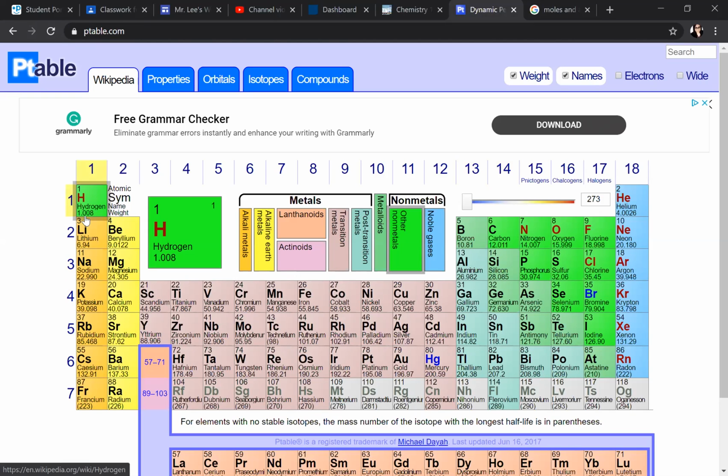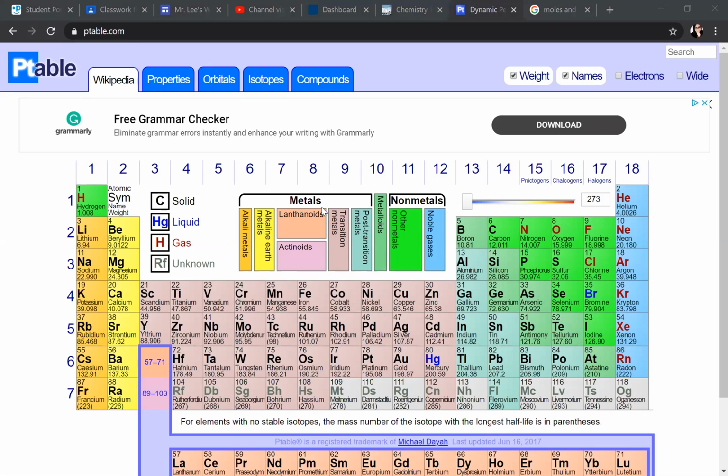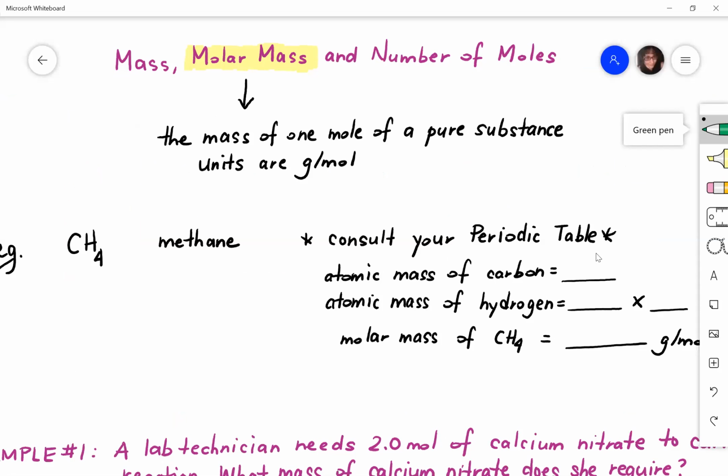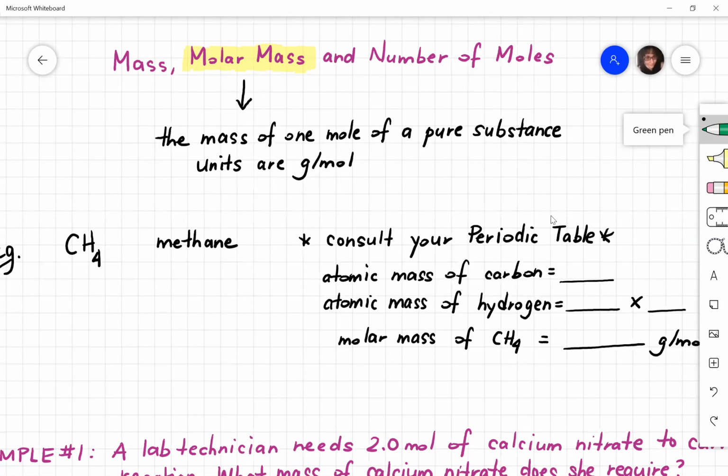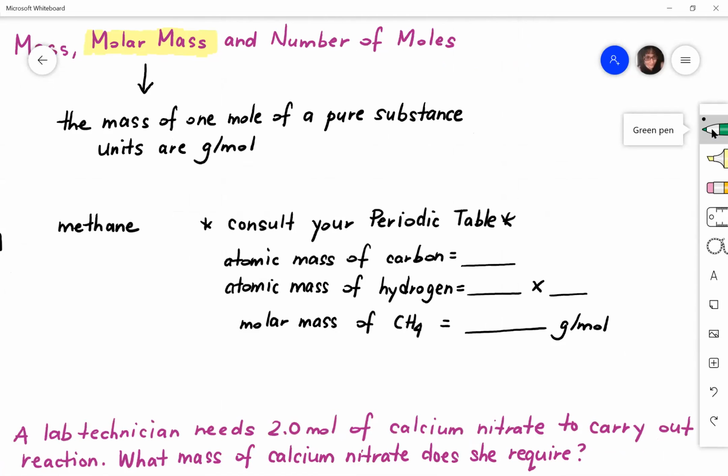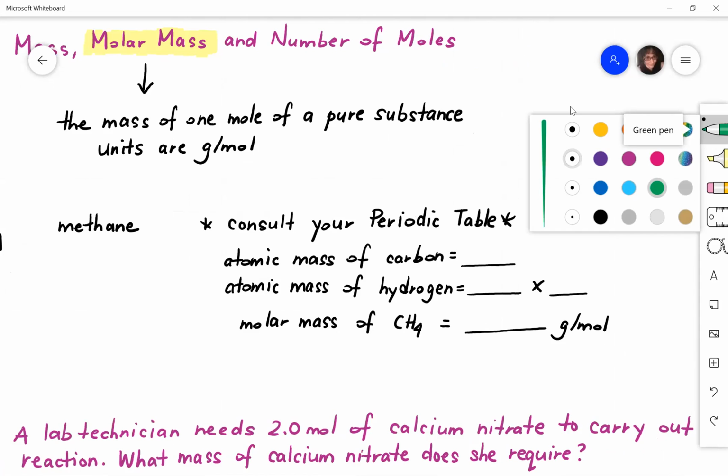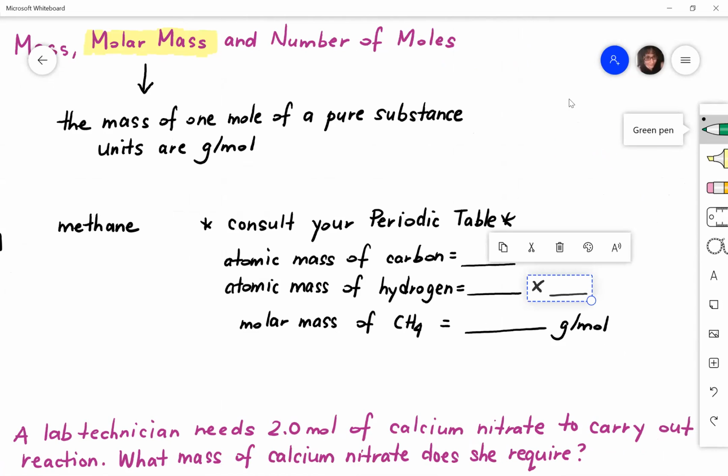So remember those 2 numbers in your head. We're going to go back to the whiteboard and write them down. So we need hydrogen, 1.01, carbon, 12.01. Let's write that down here in the blank spaces. Okay, so atomic mass of carbon, 12.01. Atomic mass of hydrogen, 1.01.